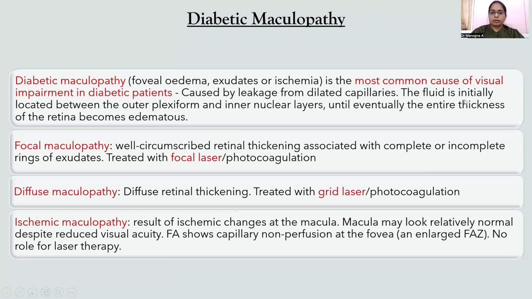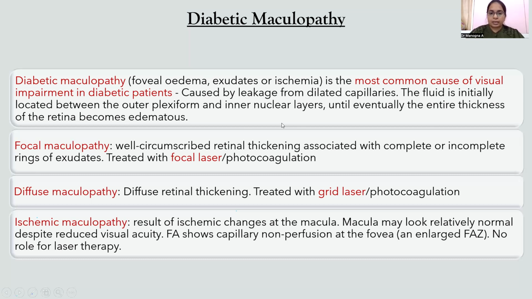Okay. So you have to know a bit on diabetic maculopathy. As I already mentioned again and again, diabetic maculopathy or diabetic macular edema is the commonest cause of visual loss in patients with diabetic retinopathy. So why does maculopathy occur? Either due to edema, exudates or ischemia. Edema, as you know, the dilated capillaries and dilated veins leak into the retina and the fluid accumulates. Initially, fluid accumulates in the watershed zone, between the outer plexiform and inner retinal layers, but eventually the entire thickness gets involved. So diabetic maculopathy is again of three types: focal, diffuse, and ischemic.